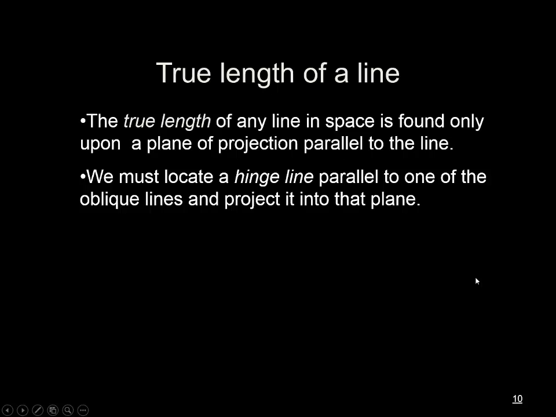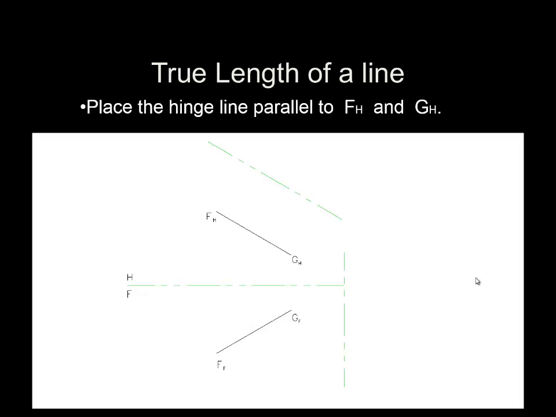So the true length of the line is found only in a plane of projection parallel to the line. So again, we're going to create a hinge parallel to it and then project across it. So if I take a look at these two lines here, FG, again, it's an oblique line, so I can't find the true length. So I'm going to need to create a hinge that is parallel to the line.